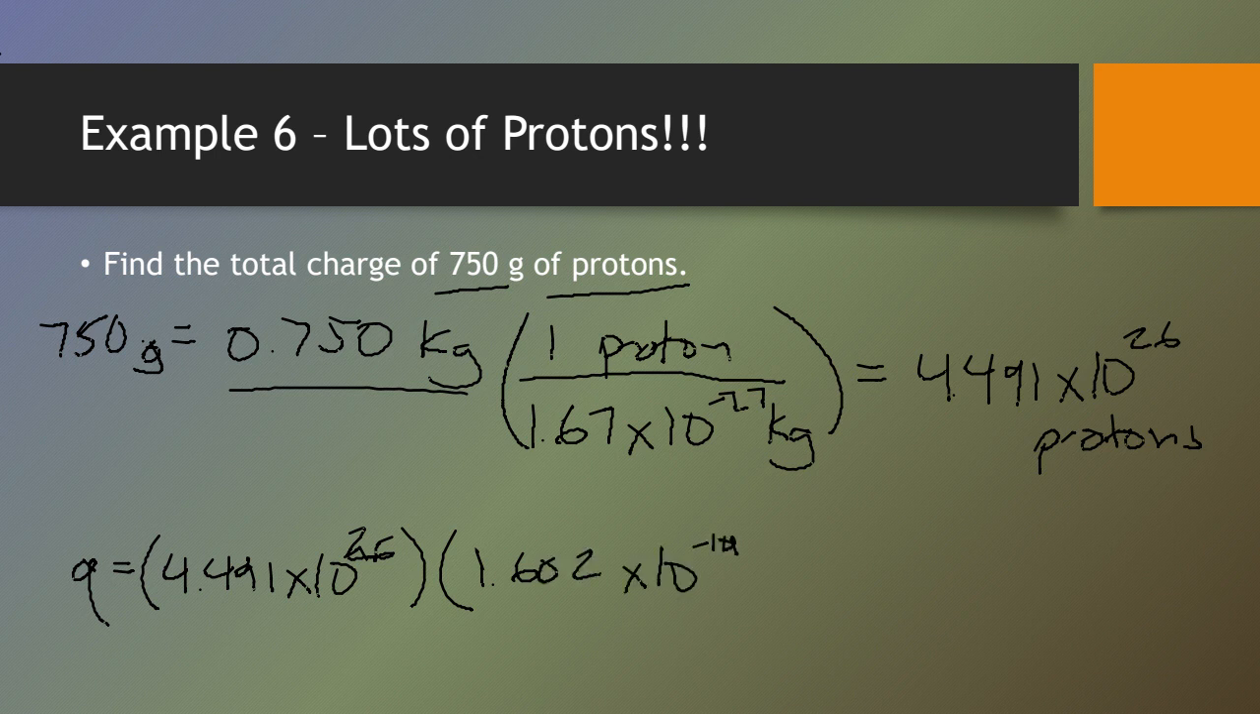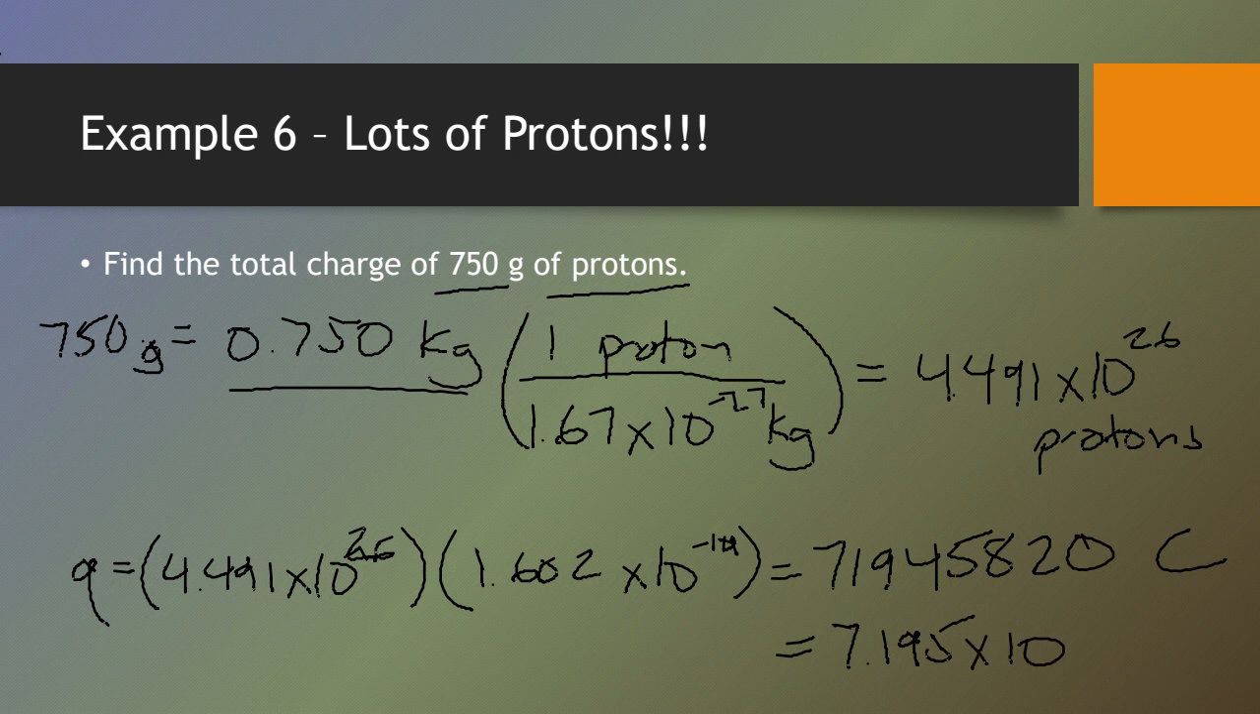And we find that the total charge if you have 750 grams of protons would be 71,945,820 coulombs, or 7.195 times 10 to the 7th coulombs. That's a lot of charge, but it'd be really hard to have 750 grams of protons all just in one place.